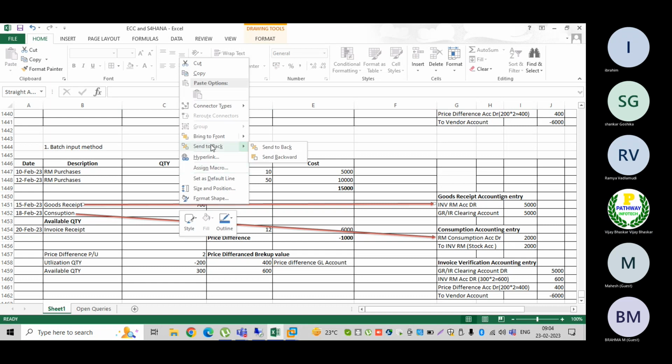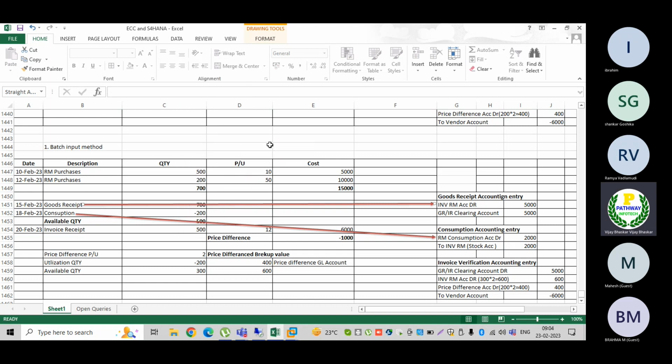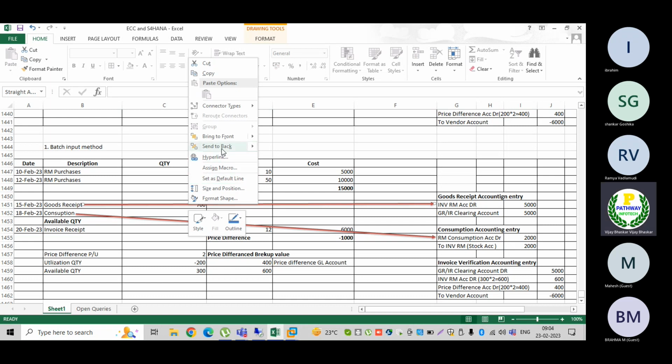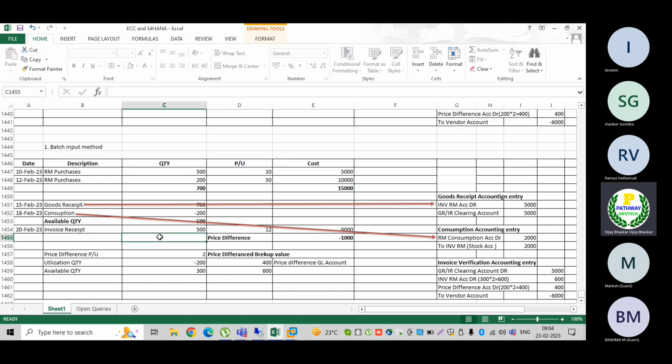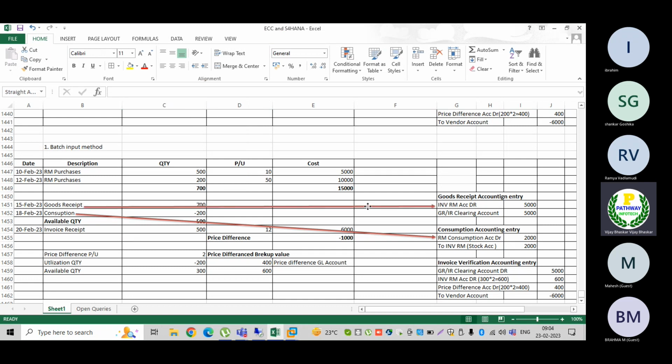Even the slide is not moving. Okay, fine, I will change the slide here, so that it will be visible now. Now we have 700 quantity. From this 700 quantity, let us assume I have consumed the same 200 quantity, 200 quantity here.